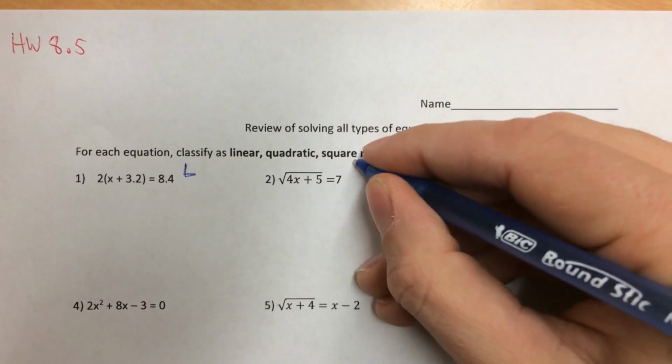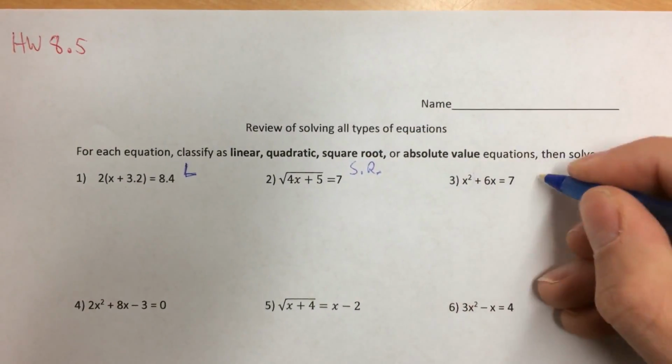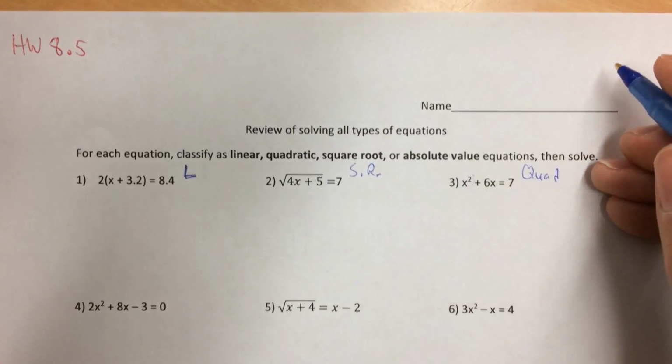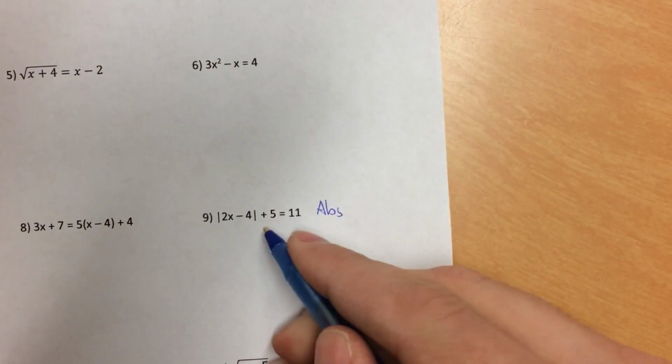This one, there's a square root. Obviously, it's a square root. This one has an x squared, so it's quadratic. Let's find an absolute value one. Number 9 is absolute value because it has an absolute value sign. So those are our different types.